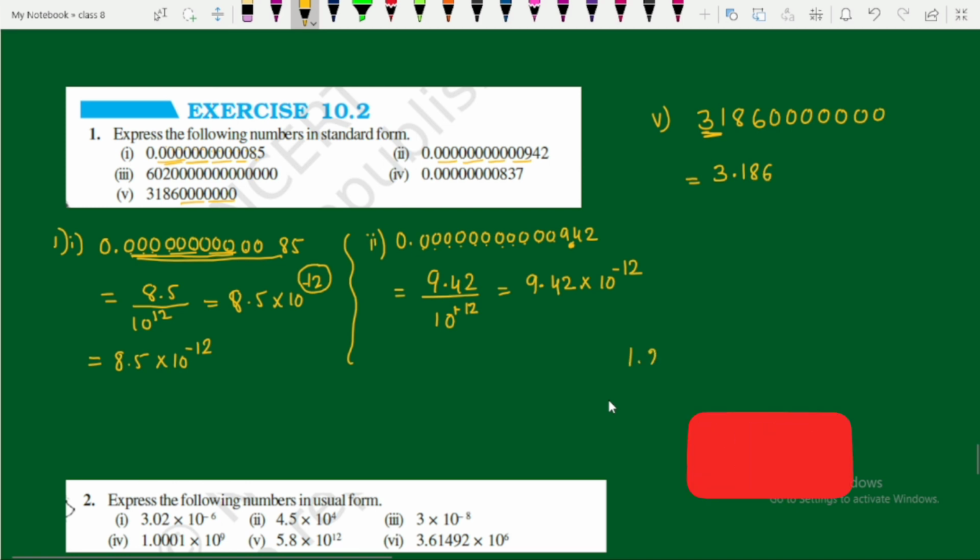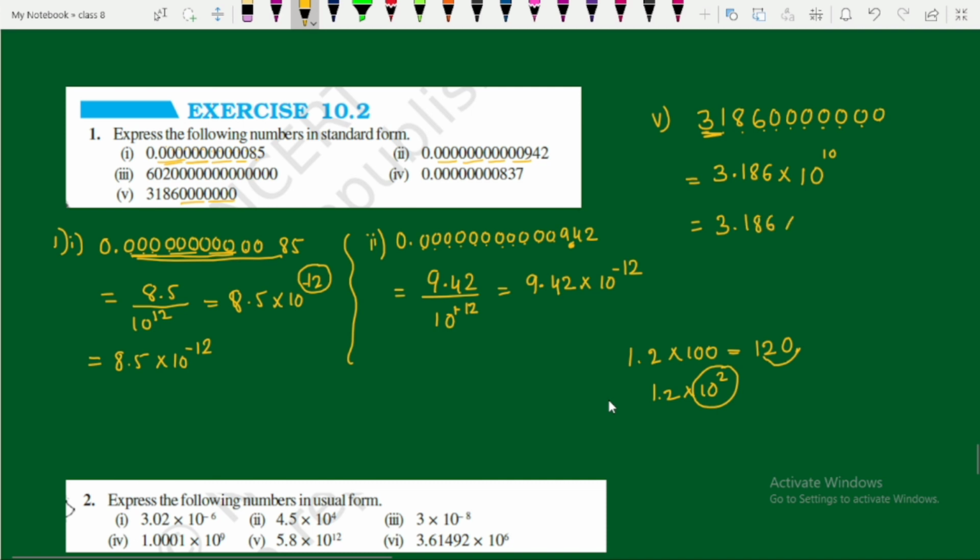For example, 1.2 into 100, how can we write it? We can write it as 120. The decimal point was here and we shifted it, so we write 1.2 into 10 to 2. In the same way, if it is a bigger number, the power will be positive. Now I should write how many places we shifted the decimal point: 1, 2, 3, 4, 5, 6, 7, 8, 9, 10. We shifted 10 places, so it is 10 raised to 10. So the answer in standard form is 3.186 into 10 raised to 10. In this way we can write a number in standard form.